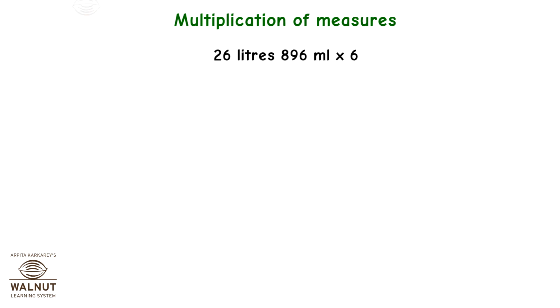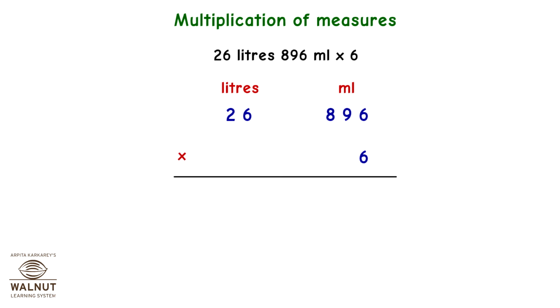26 liters 896 milliliters into 6. We write the units. Below that we write the measures. Then we get ready to multiply. Look at the unit under milliliters. We can see that we have to adjust it.